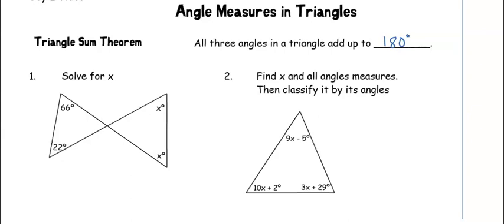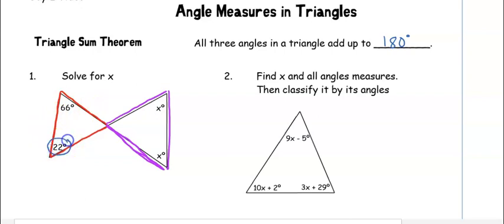So when we look at this first example here, we call it the bow tie problem. We actually have two triangles. We've got a triangle here on the left in red, and we've got a triangle here on the right in purple. These are two separate triangles, each having their own sum of 180. So when I look at the first triangle here, this angle is 22, this angle is 66. So when I go to find my third angle, I do 180 minus 66 minus 22, and that's how I find that this angle right here is going to be 92.